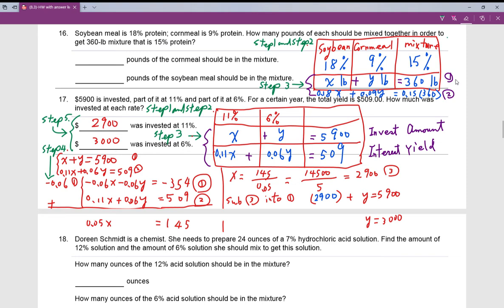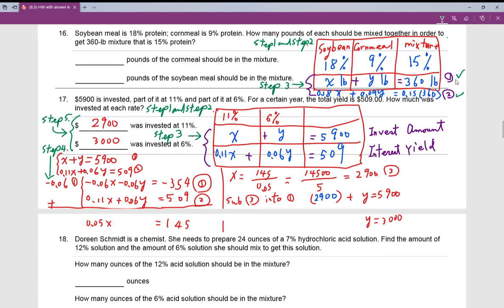Number 16. I show my step 1 and step 2 on the chart. And step 3 is simply the same thing, a mixture problem. The total solution added together is equation 1. And then you calculate how much protein is in container 1, container 2, and the mixture container together, how much protein altogether. So you have two equations. So I will just let you solve it by yourself.